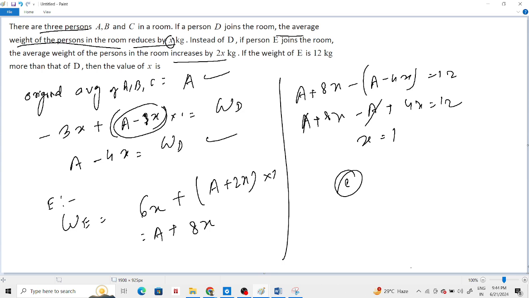You got it, Ishika, Niladri? Yes, sir. Ishika? Yes, sir. Such an easy sum.